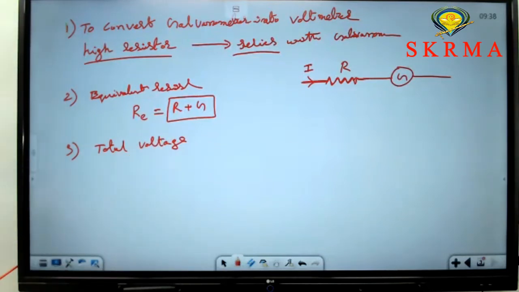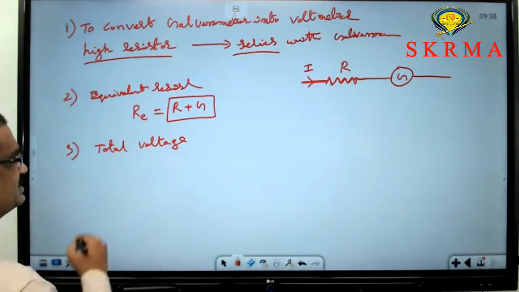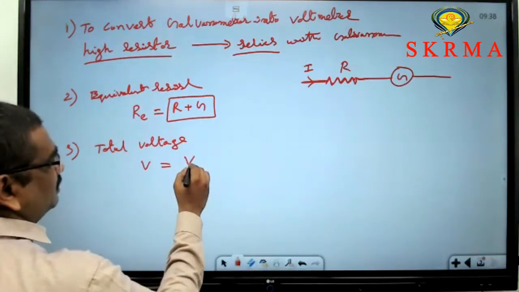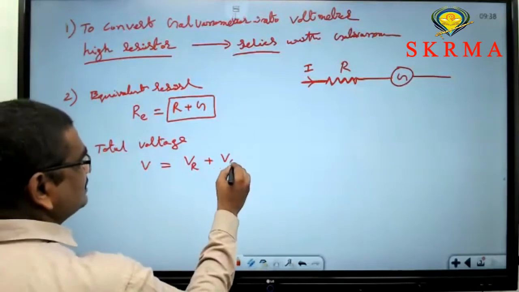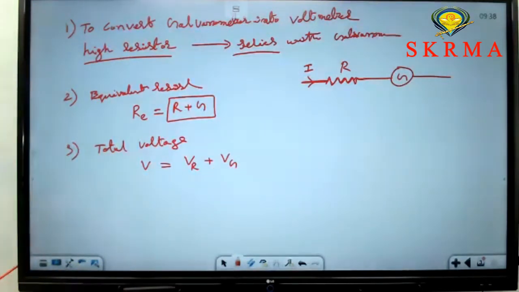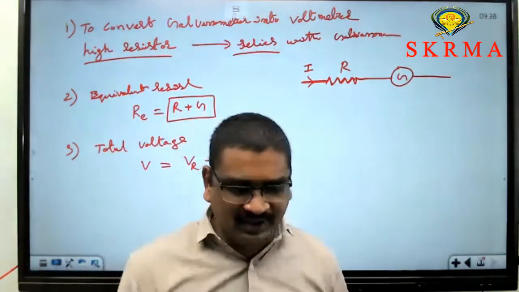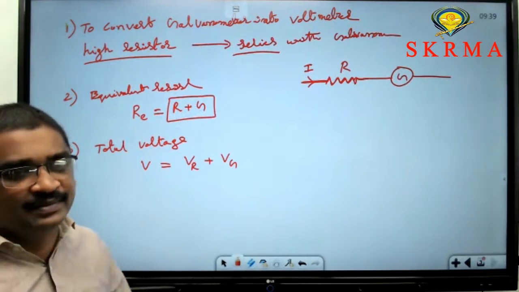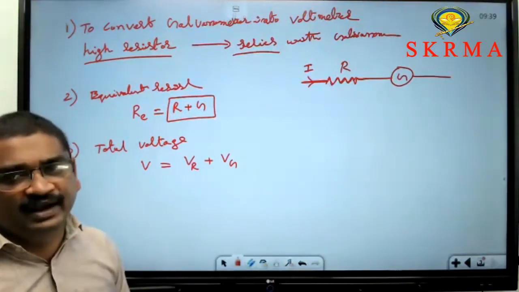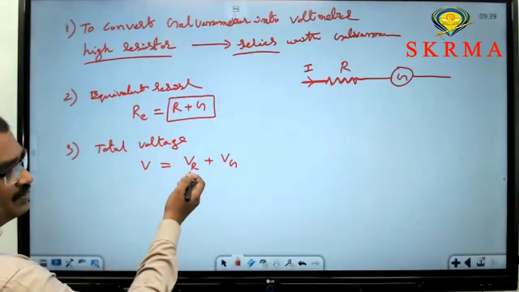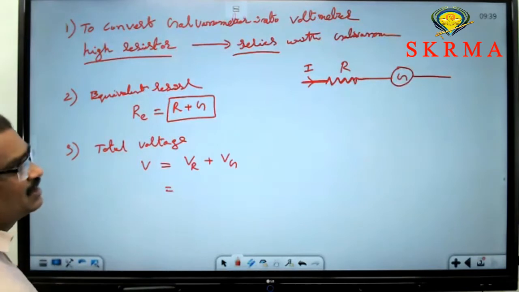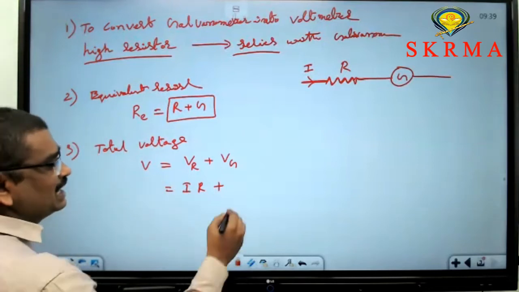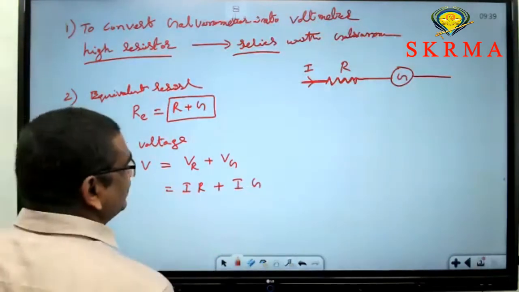Total voltage, or total potential difference across the combination, is the voltage across the resistor plus the voltage across the galvanometer, because the total potential difference is going to divide into two parts. The sum of the potential applied at the resistor and the remaining part applied at the galvanometer. So total voltage is a sum of the individuals. Now the voltage across the resistor is current I into resistance R, plus the voltage across the galvanometer, current I into galvanometer resistance G.